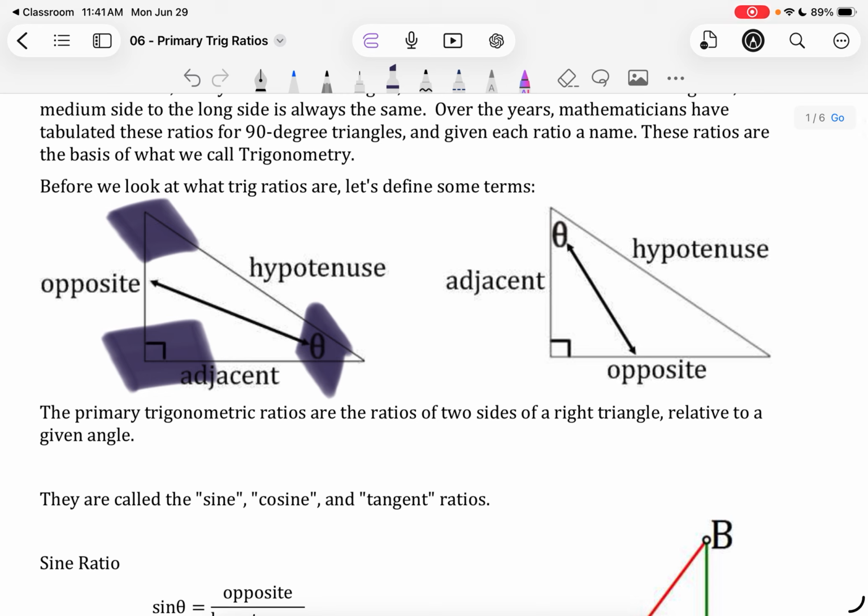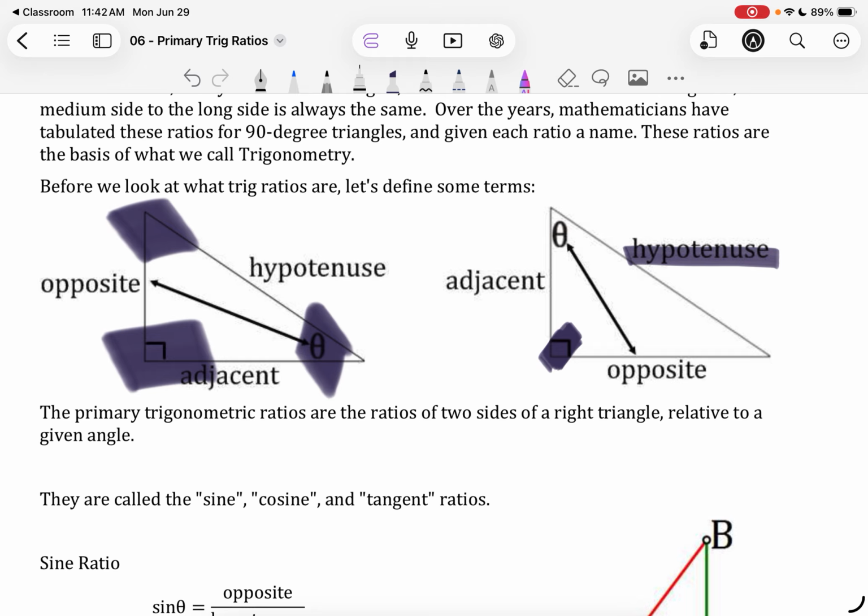So, a few characteristics about all of these. The hypotenuse is always opposite to the 90-degree angle. It's always the longest side. You have to remember this. The hypotenuse is basically, from Pythagorean theorem, c squared, while the others are a and b.